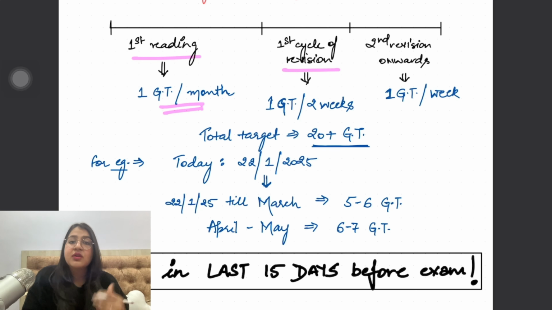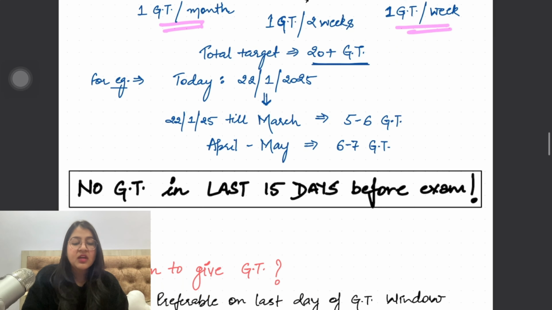However, once you are in your first cycle of revision, then you should aim for 1 GT every 2 weeks. All right. And in second cycle of revision onwards, or specifically in the last phase of revision, you should aim for 1 GT weekly. ठीक है, तब आप फ्रीक्वेंसी बढ़ा दो. So totally you should target for 20 to 25 GTs before appearing for your final examination.